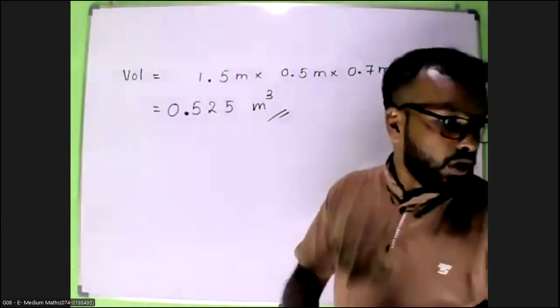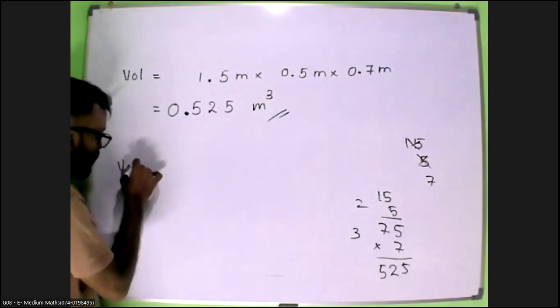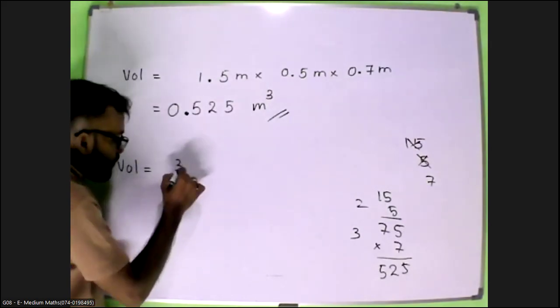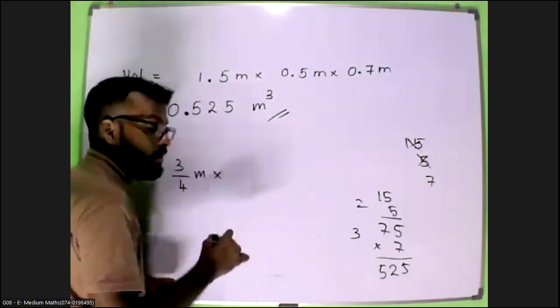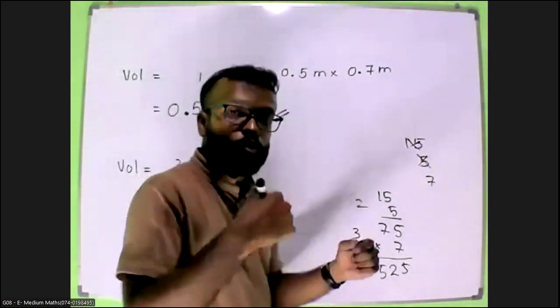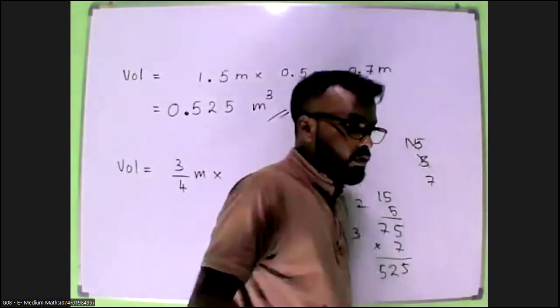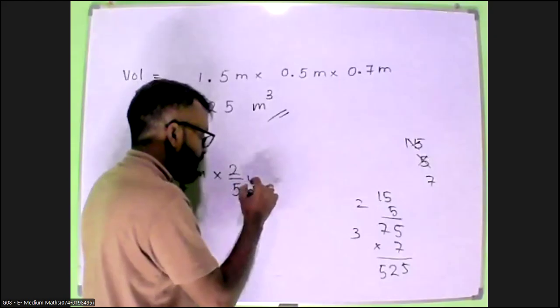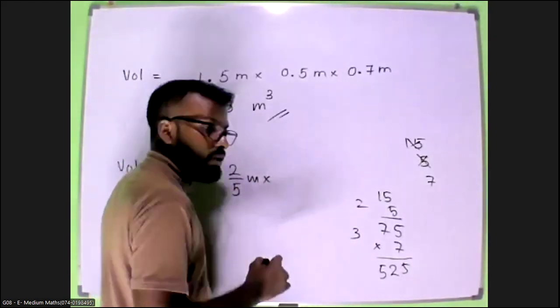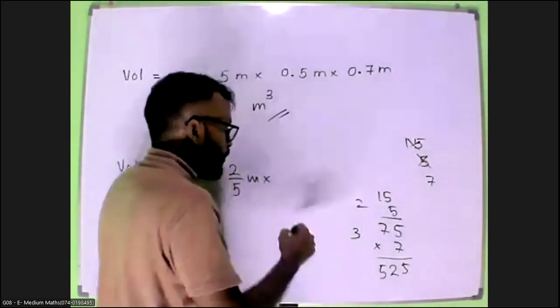So how to do the next one? 3 upon 4, you have to find volume. So 3 upon 4, this is a fraction. You know how to multiply a fraction by a fraction. You know how to multiply a fraction by a whole number, and so on and so forth. I have done that already. Then 2 upon 7.